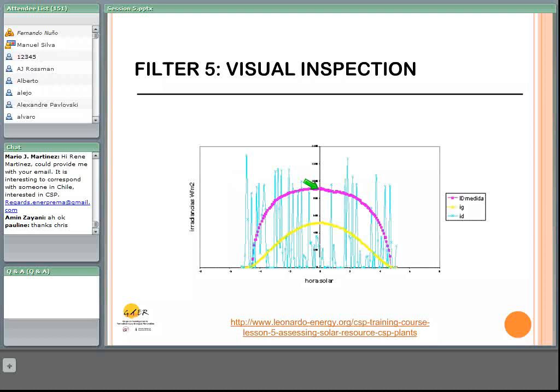There is a certain asymmetry between morning and afternoon. This is normal in some places, and you can see also the global component, which is also almost symmetrical with respect to solar noon, as the direct component. In this case, these two measurements are correct, or at least they look correct, but the diffuse irradiance is clearly not correct.